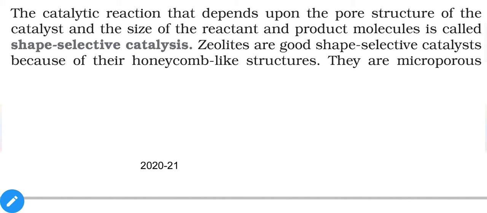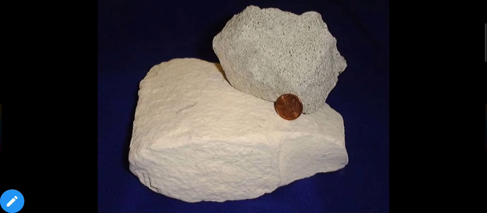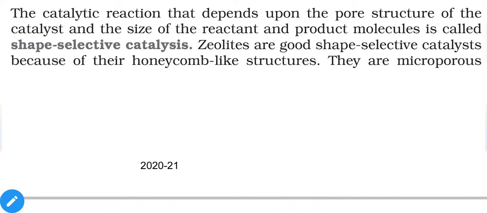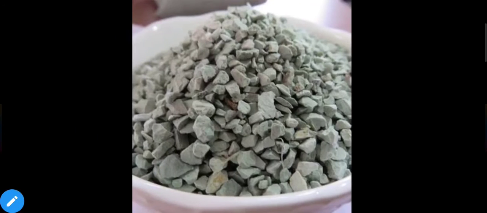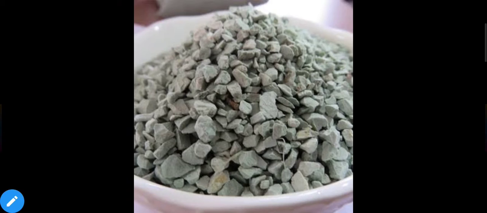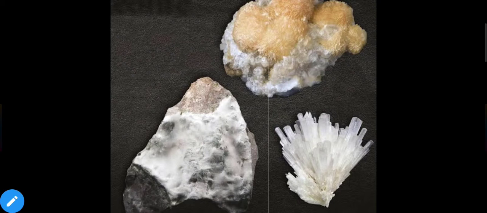Zeolite is a good shape selective catalyst because of its honeycomb-like structure. Zeolites are usually stones made of aluminosilicate compounds. That means they contain aluminum, silicon and oxygen. In these few examples we cannot see the honeycomb-like structures because they are microscopic. We need to zoom in on the images, otherwise they will look like normal stones.